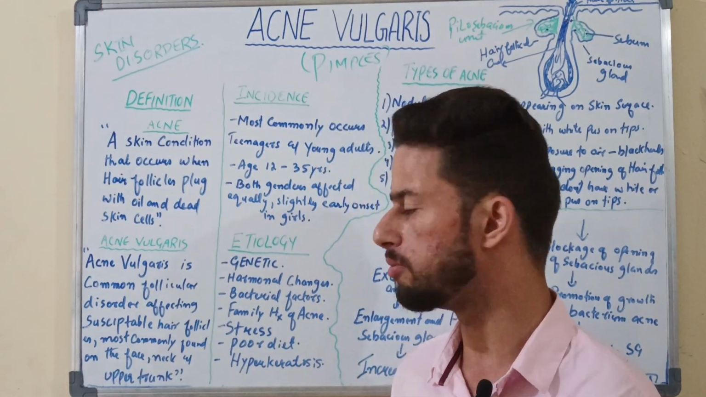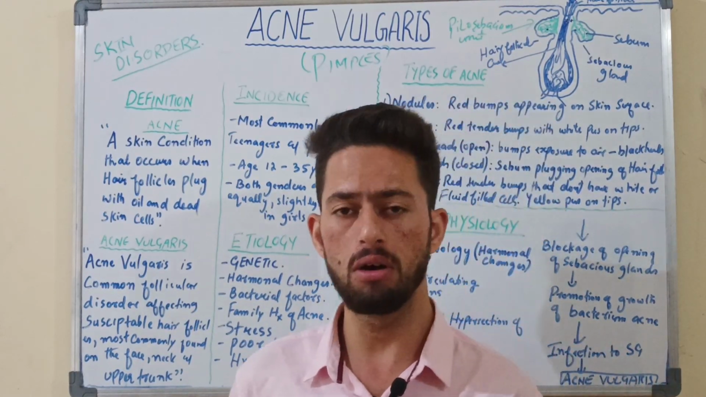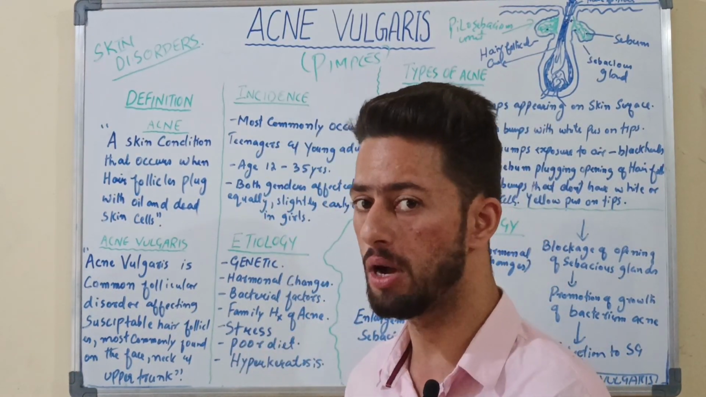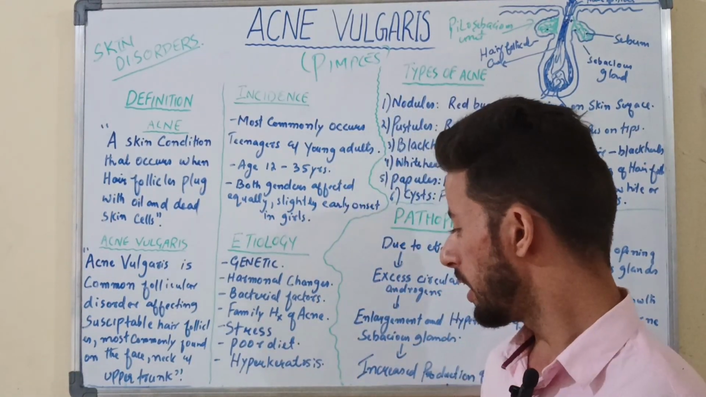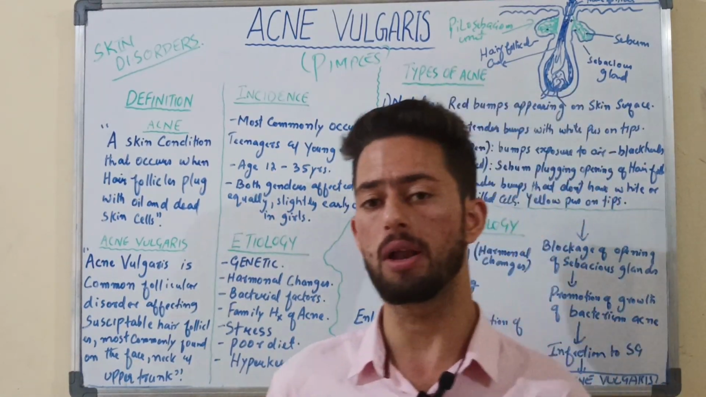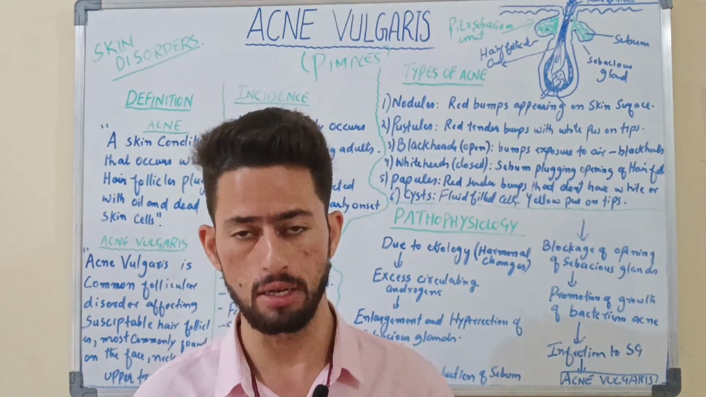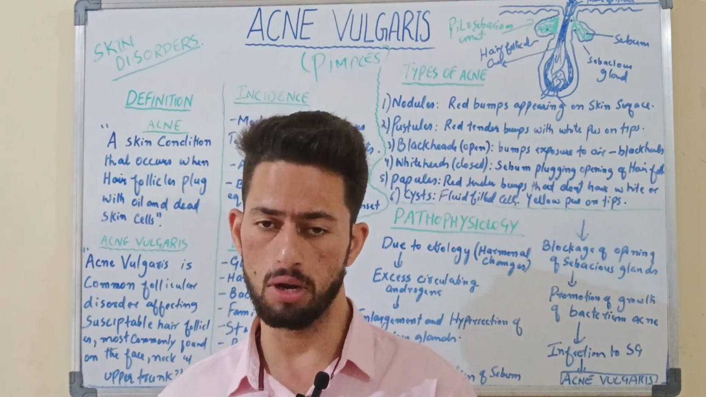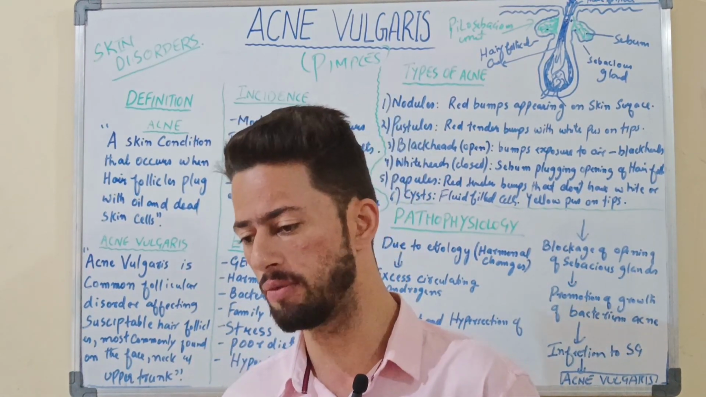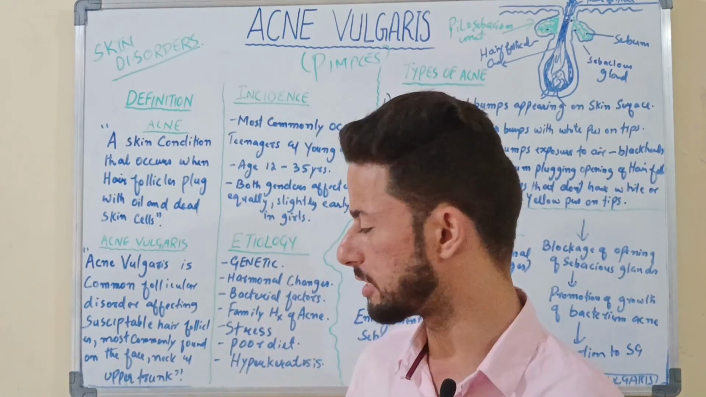overproduction of androgen hormones, and overproduction of sebum. The next one is poor diet. When you are not having a balanced diet, this may also become a risk factor. And the last one is hyperkeratosis. Hyper means high, keratosis means formation of keratin, that is protein. Keratin is a protein in your skin, produced by the stratified epithelium.